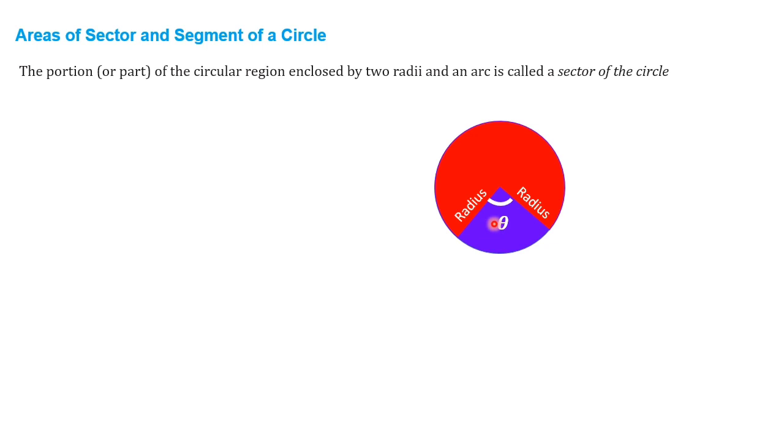The blue colored portion is a sector and the red colored portion is also a sector, because you can see the red colored portion is also the area enclosed between the arc and the two radii of the circle. So based on their size, we can use two different names. One is the minor sector, another one is the major sector. This portion is called the minor sector and another portion is called the major sector.